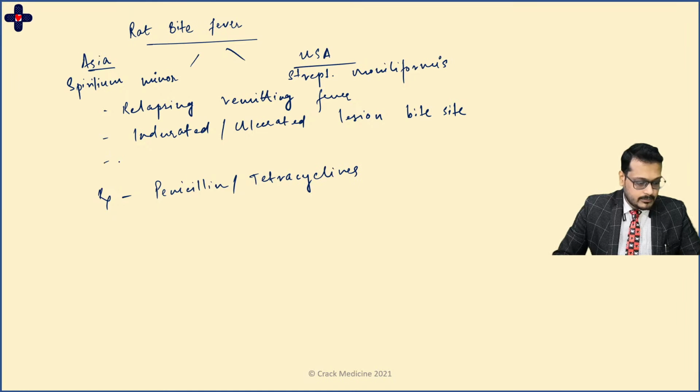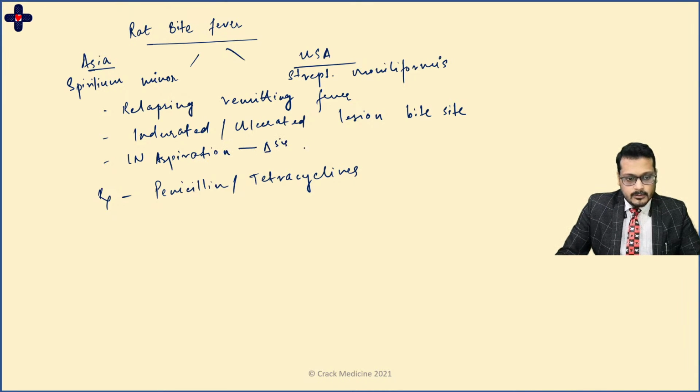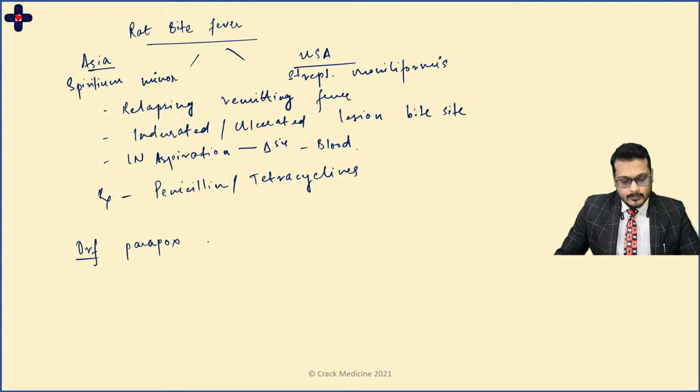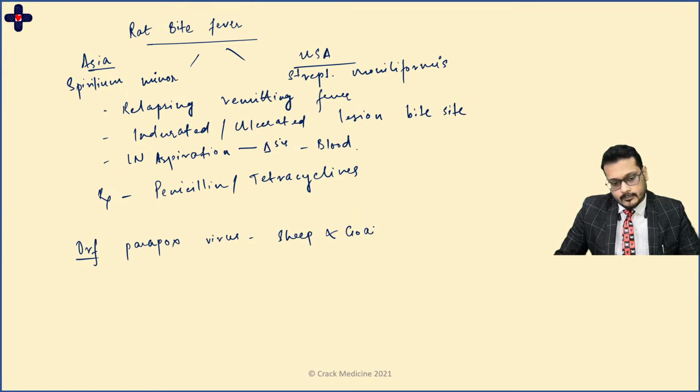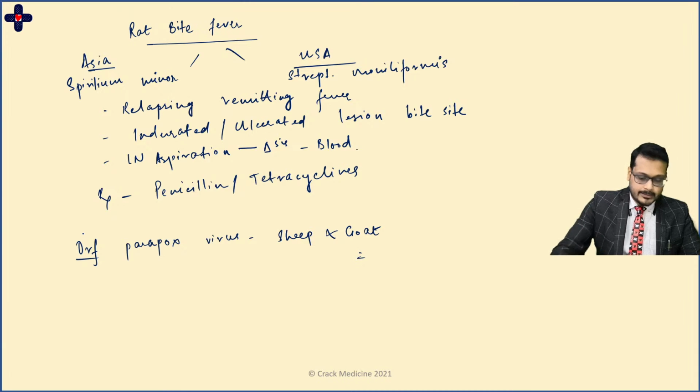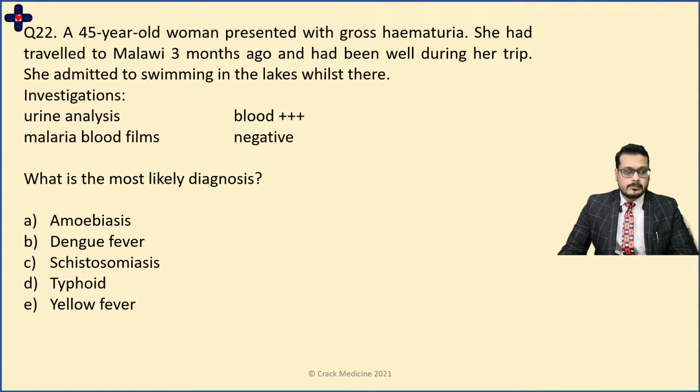Okay, and you can do a lymph node aspiration to diagnose it, as well as serology via blood cultures. Okay, that's what it is. So ORF, that parapox virus, you get from sheep and goat. All right, so moving on to the next one.